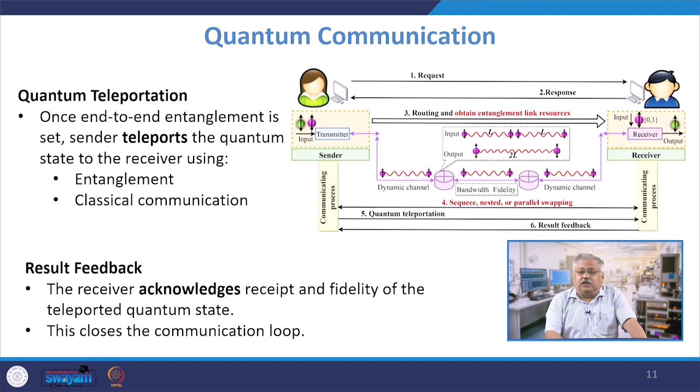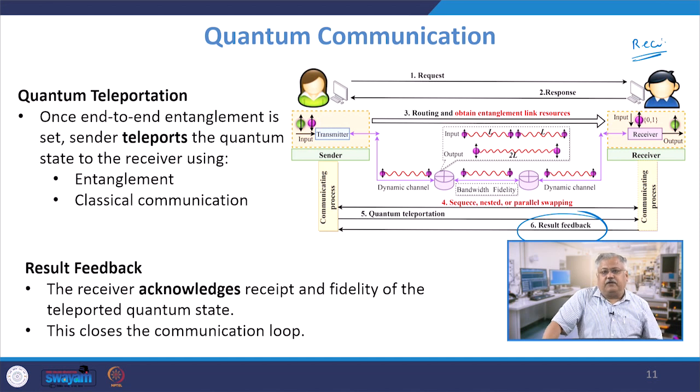Now the problem is after the receiver receives the information, it again needs to send back result feedback, which is point number 6 here. So you have a quantum teleportation from Alice to James, and then there is a back result feedback from James to Alice saying that the data which was sent by Alice has been received properly by the receiver.